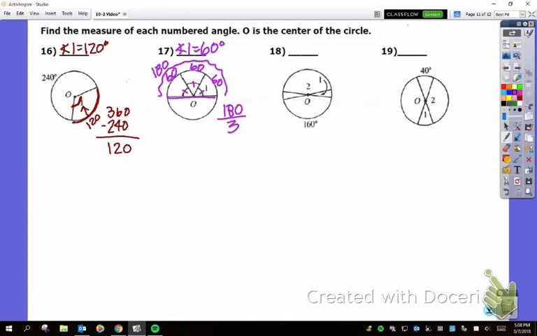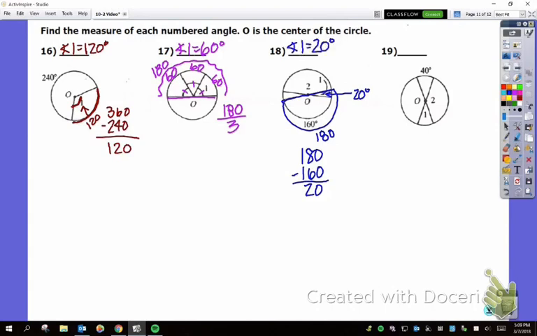Now 18 and 19, your last two are extremely similar. We've got two diameters, which form vertical angles. So from here to here, we know that this is 180 degrees. So we can say to find angle 1, 180 minus 160 is 20 degrees. So that makes this arc right here and this angle 20 degrees.